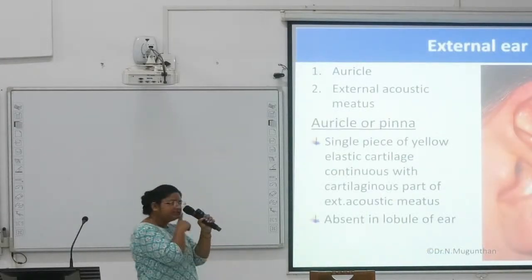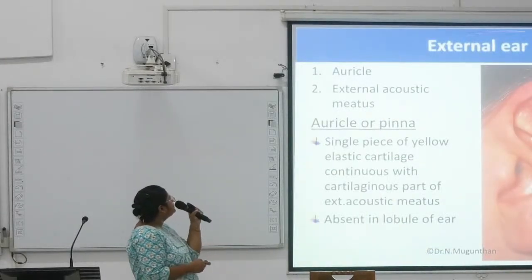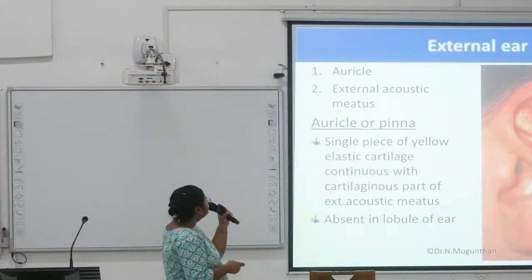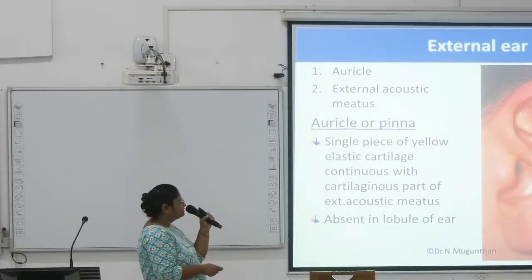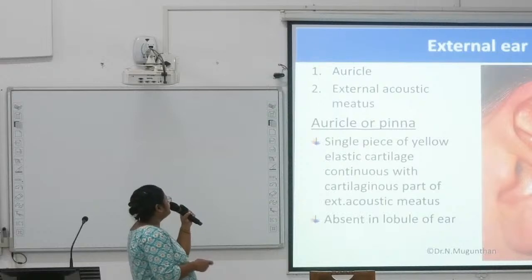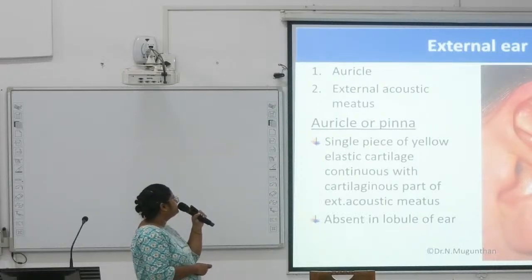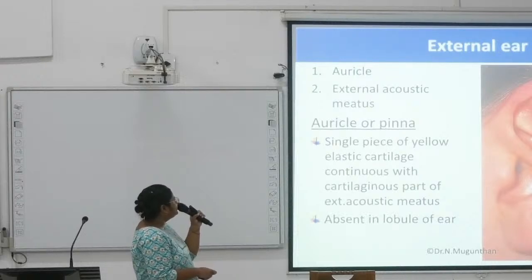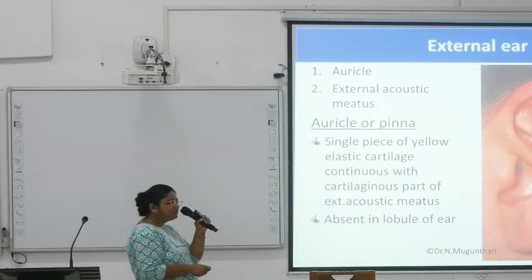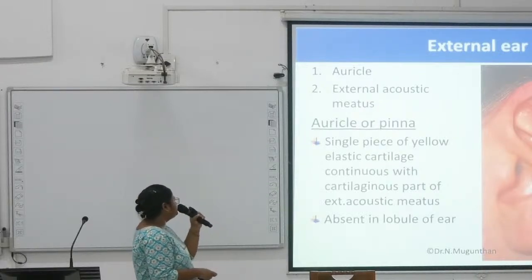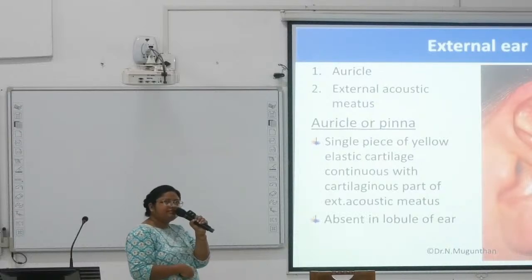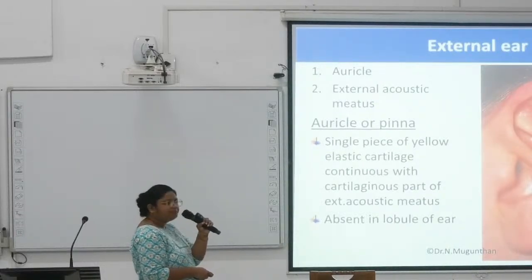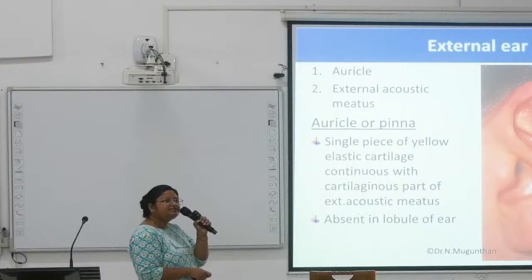So first we will discuss the external ear. The external ear consists of the auricle and external acoustic meatus. The ear canal starts here. The auricle or pinna is a single piece of yellow elastic cartilage, continuous with the cartilaginous part of the external acoustic meatus. It is absent in the lobule of the ear. In the lobule, the cartilage is absent. That's why ear piercing is generally done in this lobule.